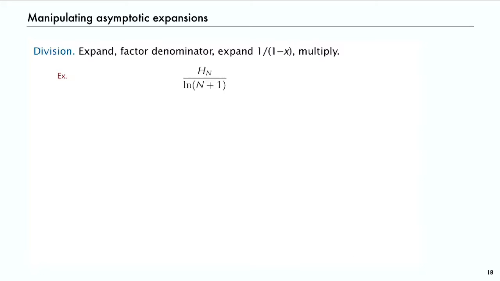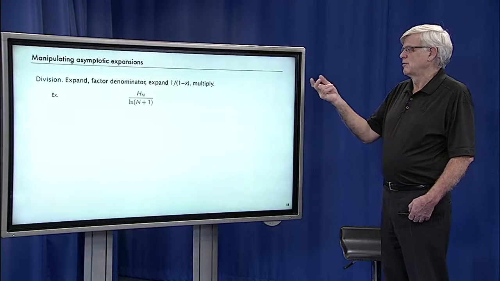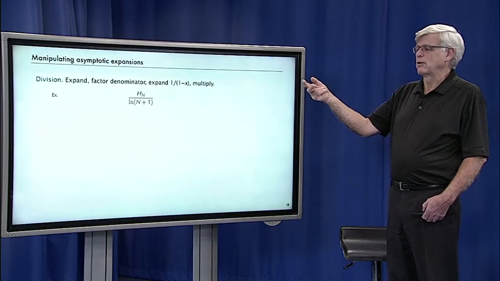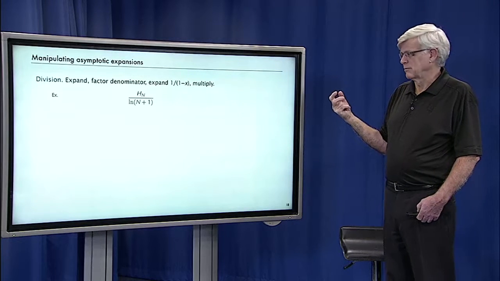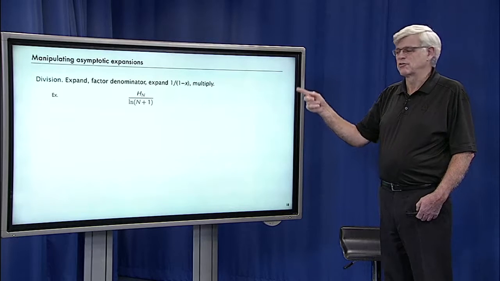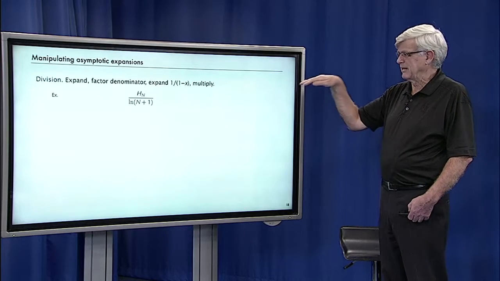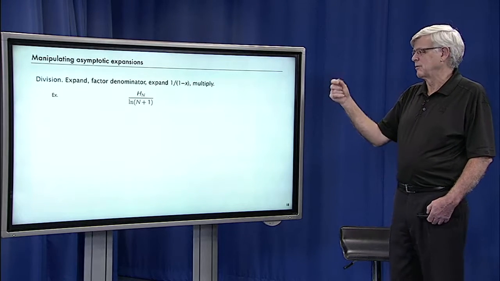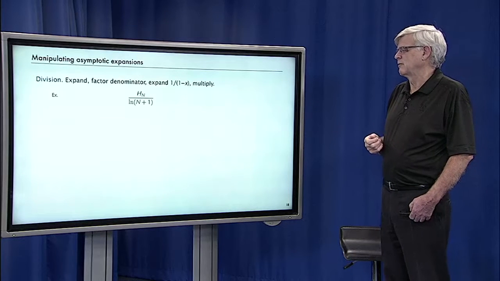All right, division, that's like multiplication. So let's look at this example. Hn over natural log of n plus 1. So what we'll do for that is we'll expand the numerator and the denominator, both. And then we'll use the geometric series to expand the denominator, and that'll give us a multiplication problem. So let's look at how that works.